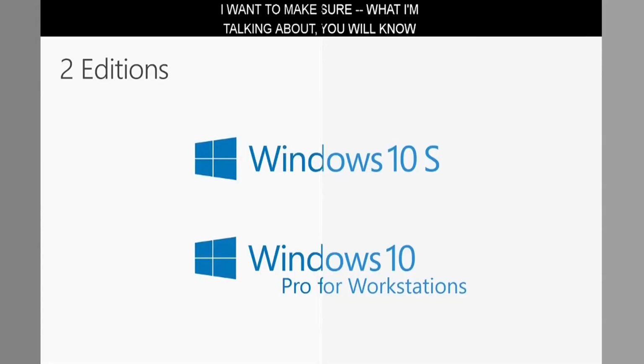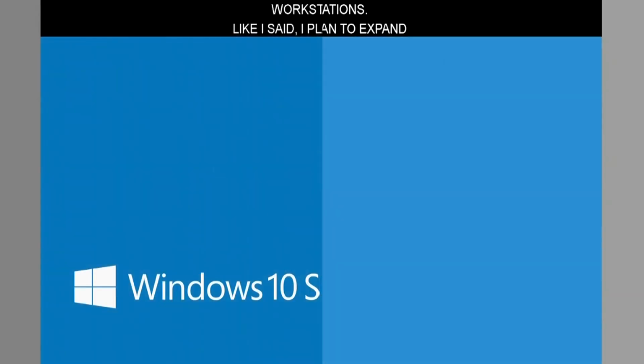So I want to make sure I clearly explain what topic I'm talking about. Then you will know, this is the topic for Windows 10s, and this is Windows 10 Pro for Workstations. Like I said, I plan to explain two editions. One is Windows 10s, the other one is Windows 10 Pro for Workstations. So I will jump into Windows 10s.